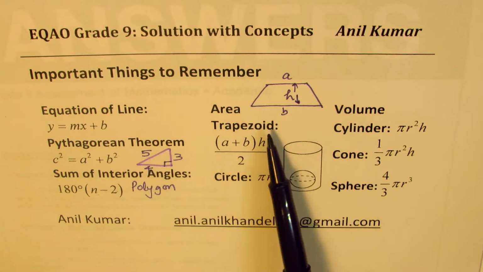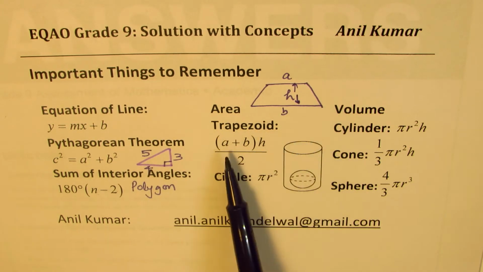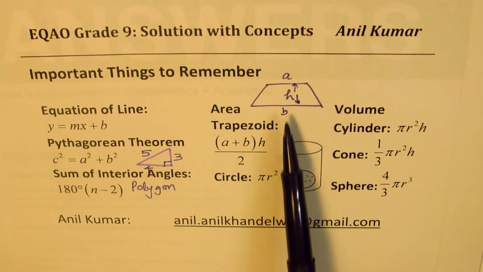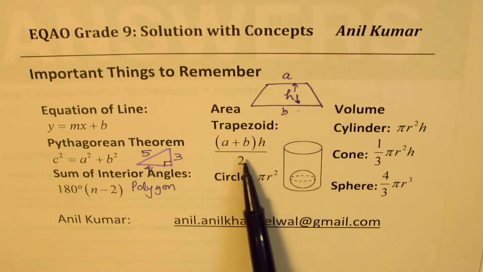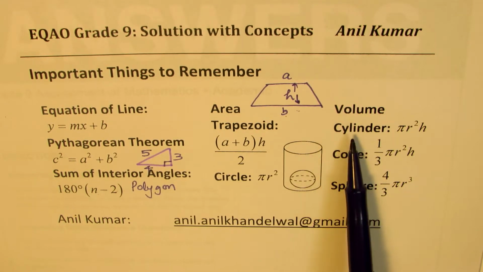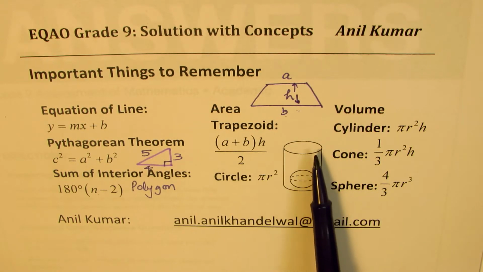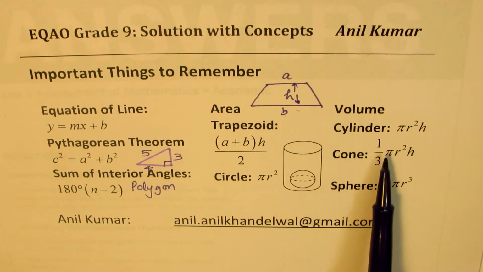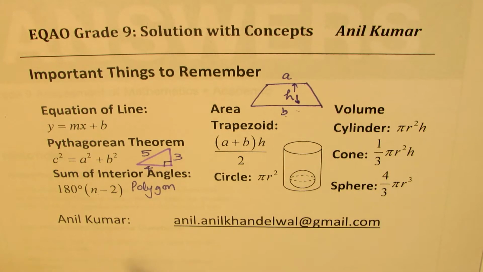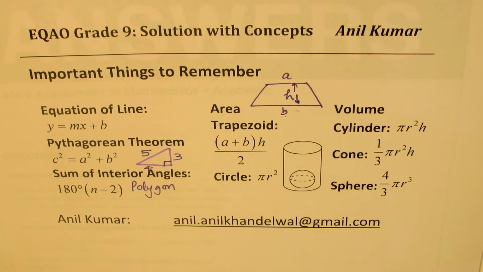Okay. Then we have some important formulas for area. Area of a trapezoid is the sum of the two parallel sides times the height, or distance between them, divided by 2. For a circle, the area is pi r square. In 3D, we'll consider the volume of a cylinder, which is pi r square h. Pi r square is the area of the base and h is the height. Volume of a cone is 1/3 of the volume of a cylinder. For a sphere, the volume is 4 by 3 pi r cube. So these are a few formulas to share.